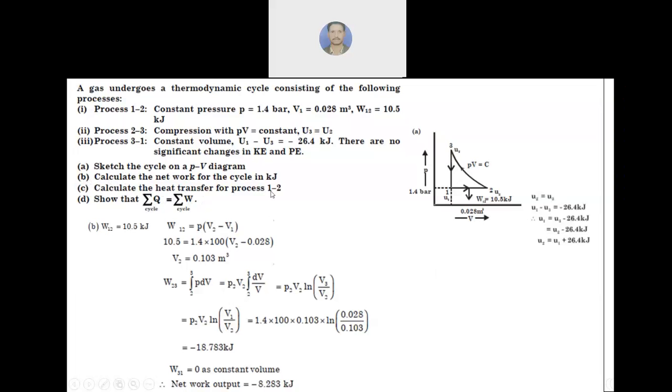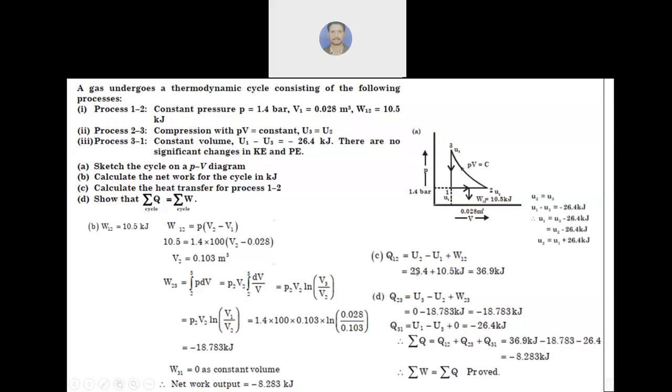To find the heat transfer for process 1-2, how to find it? Apply first law of thermodynamics. Q12 equals to how much? U2 minus U1 plus W12. Now W12 is given in the question, 10.5. Now U2 minus U1, how much?